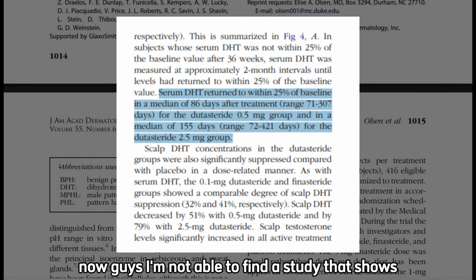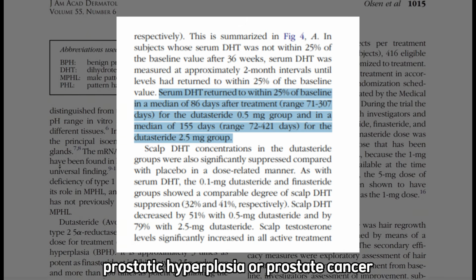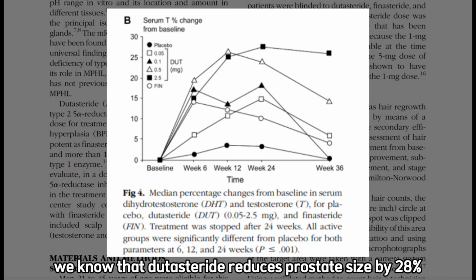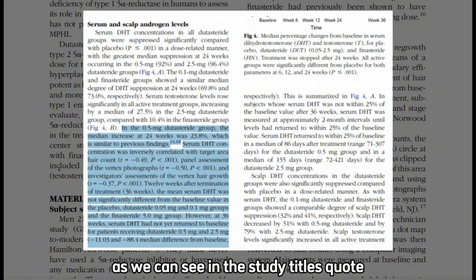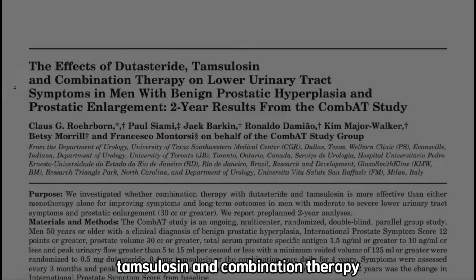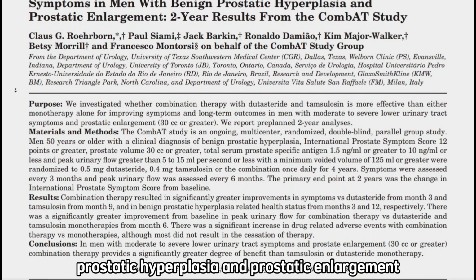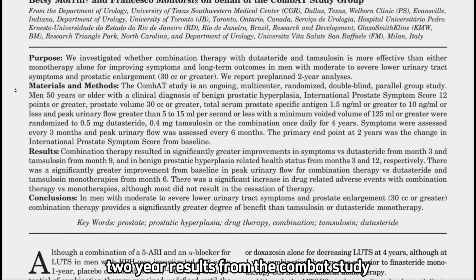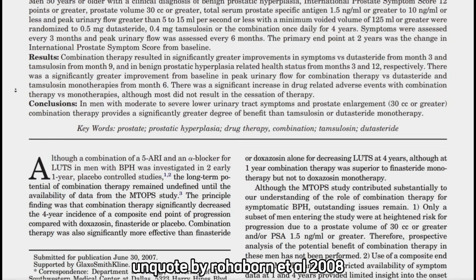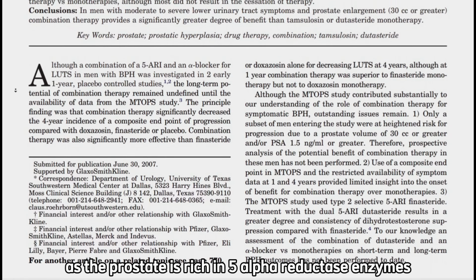Now guys, I'm not able to find a study that shows the reduction in prostate size in men without benign prostatic hyperplasia or prostate cancer, but from such trials we know that dutasteride reduces prostate size by 28%, as we can see in the study titled, quote, "The Effects of Dutasteride, Tamsulosin, and Combination Therapy on Lower Urinary Tract Symptoms in Men with Benign Prostatic Hyperplasia and Prostatic Enlargement, 2-year results from the COMBAT study," unquote, by Roehrborn et al. 2008. Similar reductions might happen in healthy men, as the prostate is rich in 5-alpha reductase enzymes.